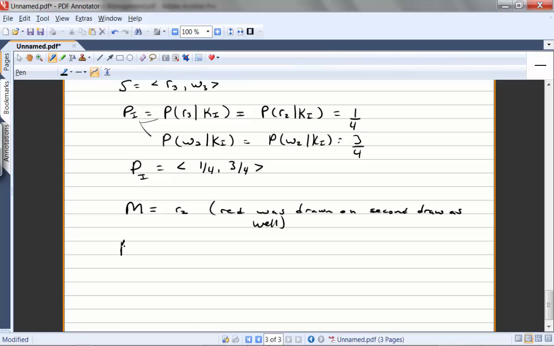And what are our probabilities after receiving the message? Now what do we think the probability that red will be drawn on the third draw is? Well, if red was drawn on the first 2 draws, we know red was drawn on the first draw. That was part of our initial knowledge. But we got a message that told us that red was also drawn on the second draw. Well, there were only 2 red balls of the 5. So the probability that red will be drawn on the third draw is 0. What's the probability that white will be drawn on the third draw? 1.